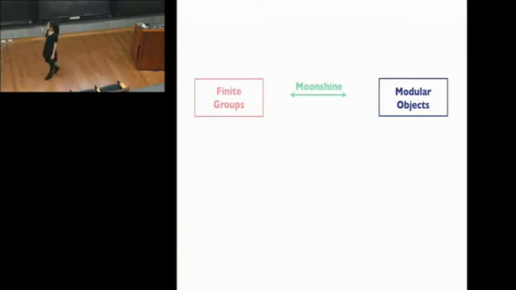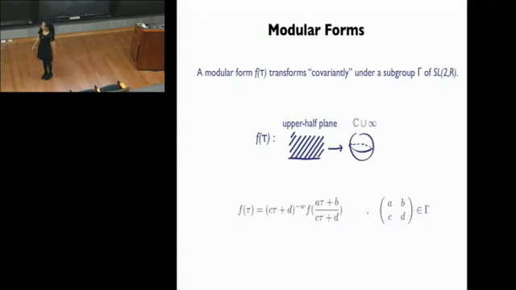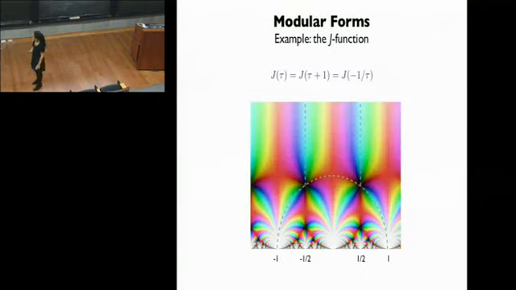The simplest example is the concept of modular forms. A modular form is simply a holomorphic function defined on the upper half plane that transforms covariantly under a discrete subgroup of SL2R. What I mean by covariantly is described in this formula, where W, we call the weight of the modular form.